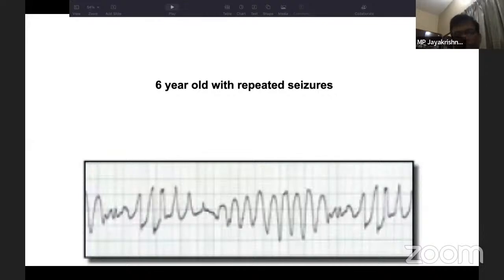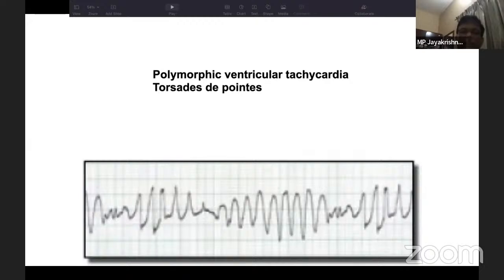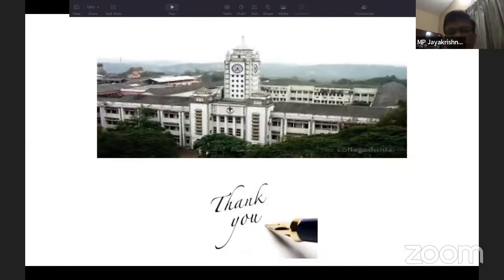Again, the same child during seizures. What is it? This is another child, but with a similar clinical picture. This is again a wide complex tachycardia with a varying amplitude of the QRS complexes. This is what we call polymorphic ventricular tachycardia, otherwise called torsades de pointes. Very characteristic of long QT condition, polymorphic VT. I think that's the last one.